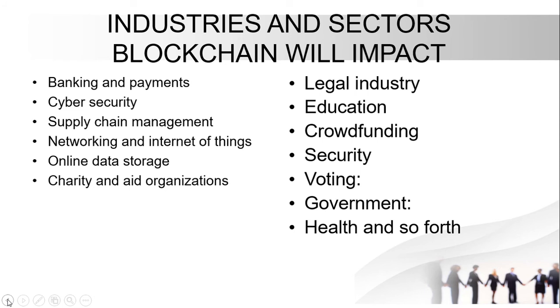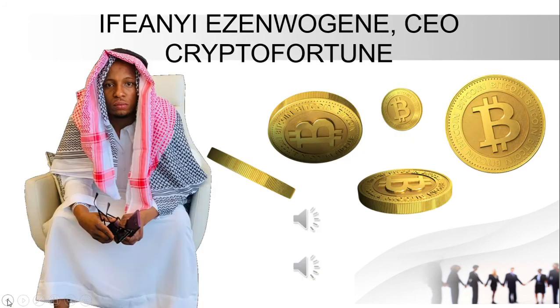Charity organizations can now track, if they send their money to Africa, how the money was spent, even without inquiring from anybody. It will be publicly displayed on the network. We have the legal industry, yes, this is where smart contracts come into place. Education, crowdfunding, security, voting, and so on. So now, listen to a bit of what my friend and boss in this space has to share with you.